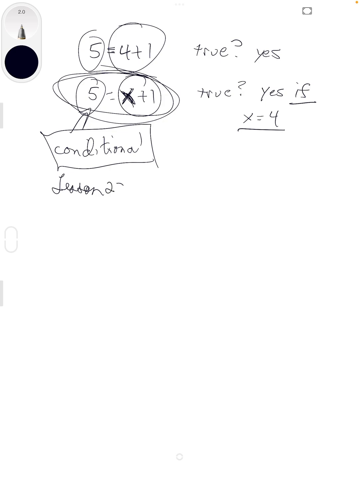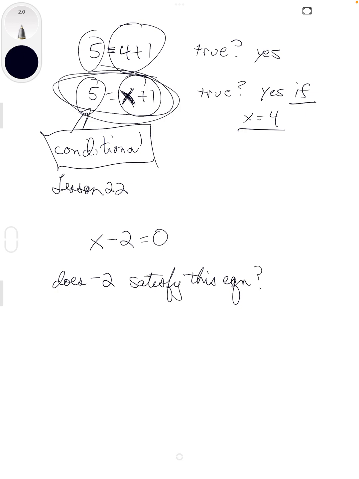When we look at lesson 22, you'll see a problem like x minus 2 equals 0. And they'll ask you, does negative 2 satisfy this equation? EQN is the abbreviation for equation. So does negative 2 satisfy this equation? Well, if x was negative 2, does negative 2 minus 2 equal 0? And the answer is nope. So no, it does not satisfy the equation.